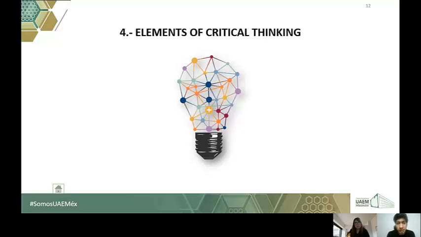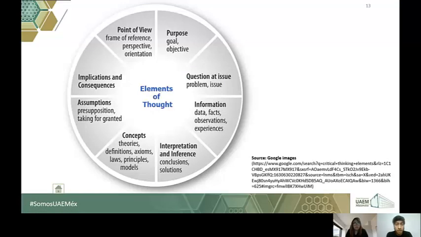Elements of critical thinking. Critical thinking is composed of the elements that can be seen in the image below.